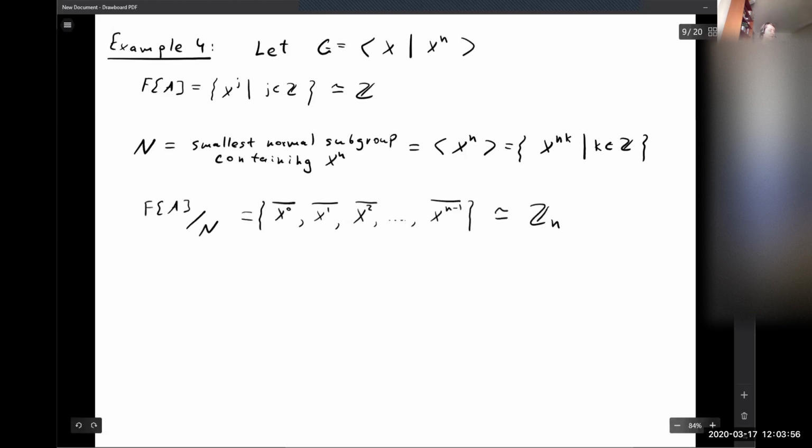Great, thank you. Okay, so what we just showed is that this group is isomorphic to Zn. So that's the way to define Zn using generators and relations. There's one generator and one relation.